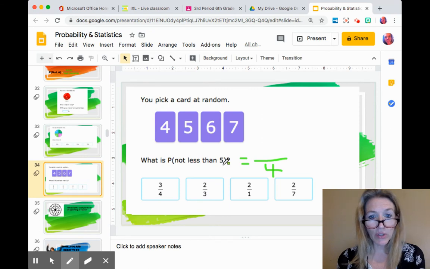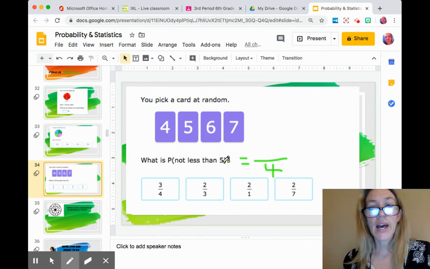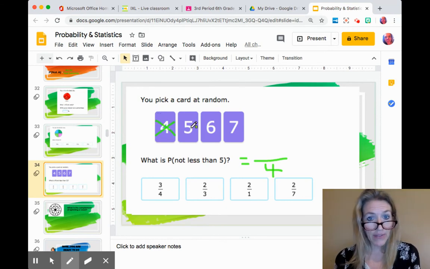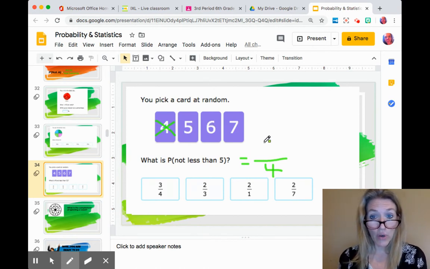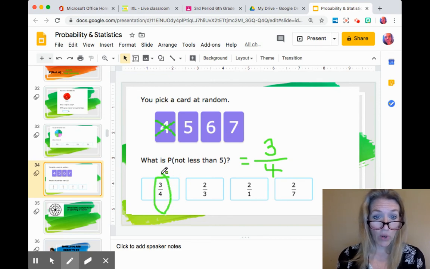But let's also look at how we're going to calculate the numerator. It says, what's the probability of the favorable outcome not being less than 5? So 4 is less than 5. Is 5 less than 5? No, 5 is 5. And 6 is greater and 7 is greater. So there are 3 things that are not less than 5 in these options. So my answer is 3/4.